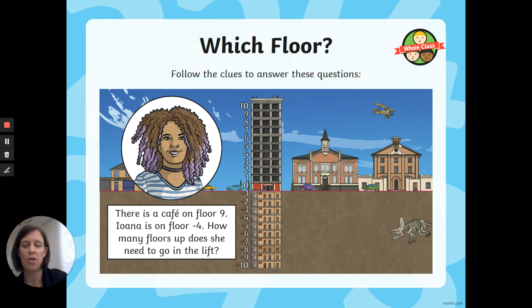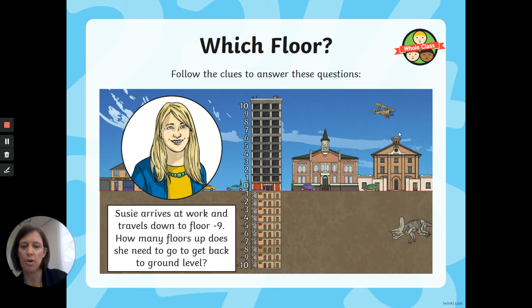So she starts at floor -4 and she goes all the way up to the cafe on floor 9. How many floors will she pass through in the lift? So remember, have a pause while you work it out. You can count them on the screen if you need to. See if you can work out how many floors she passes. Well done if you said 13 floors. So you can see them there in yellow. She'll go up 13 floors.